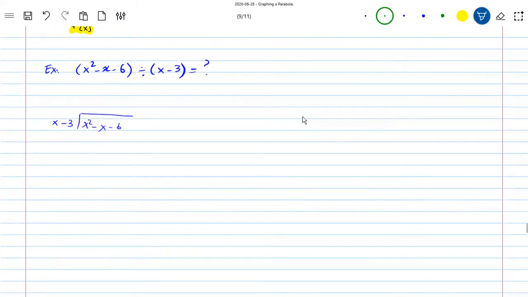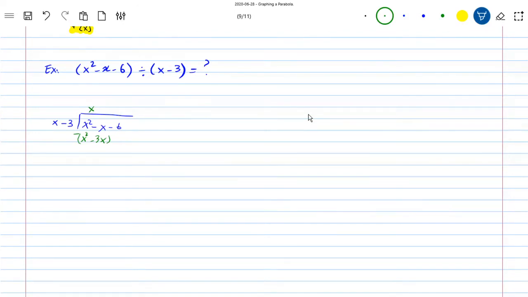What is the biggest term? Here is x squared, and compare it with x. What do I multiply by x to get x squared? I should multiply by x. So x times x is x squared. X times negative 3 is negative 3x. And I subtract x squared from x squared.